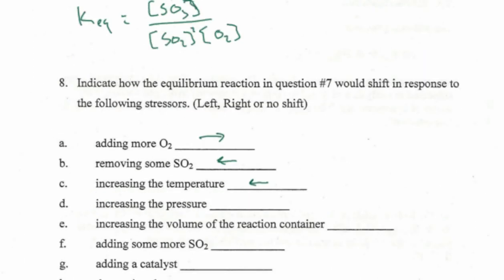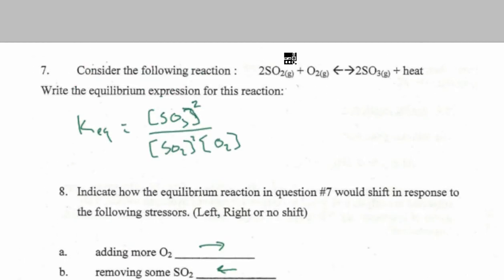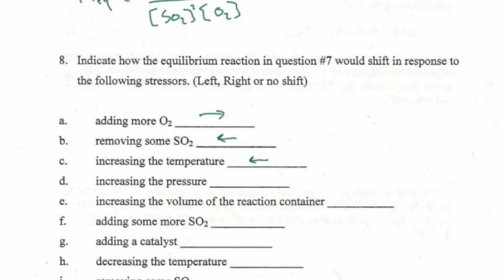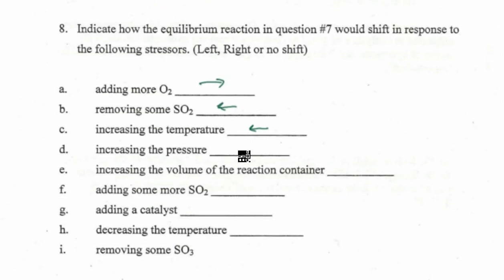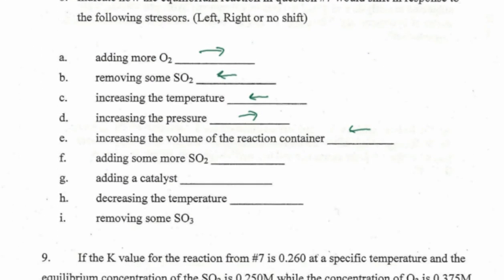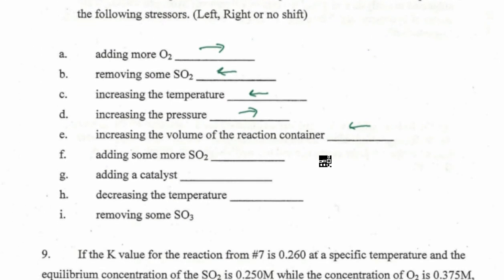Here we're going to increase pressure, so what we have to look at is the total number of moles on each side. We've got 3 moles here, we only have 2 moles here, so in situations where we have high pressure or low volume, we're going to shift to the side with the fewer moles. If we increase the volume, we're going to shift towards more moles, and that just goes right back to our coefficients. If we add some more SO2, we're adding reactant, so it's going to shift to the right.